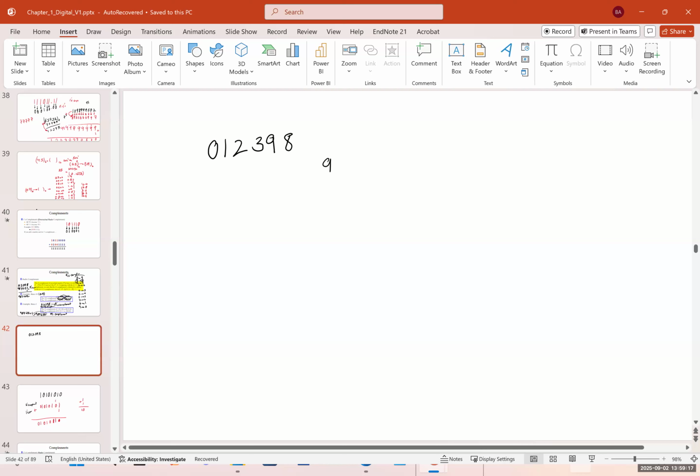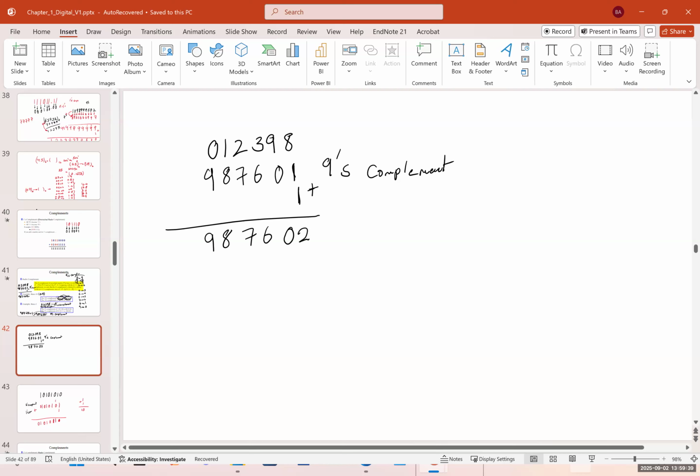Again, I would find first the 9's complement, and then the 9's complement for this would be 1, 0, 6, 7, 8, and 9. And if I add 1 to it, it's going to give me the 10's complement, which is 2, 0, 6, 7, 8, 9. Okay? And now this is the 10's complement.